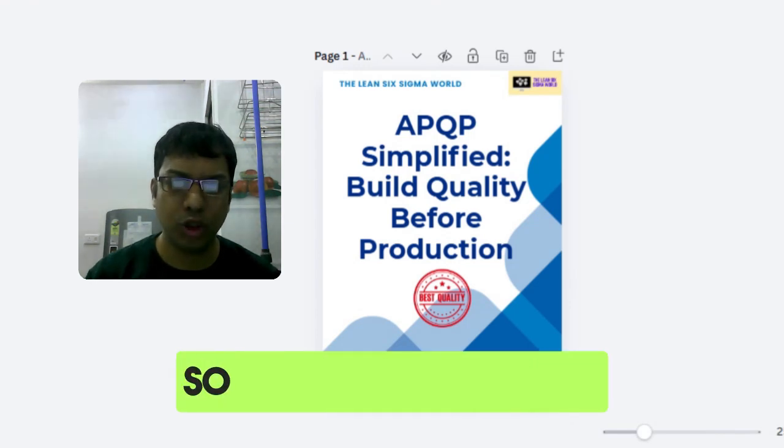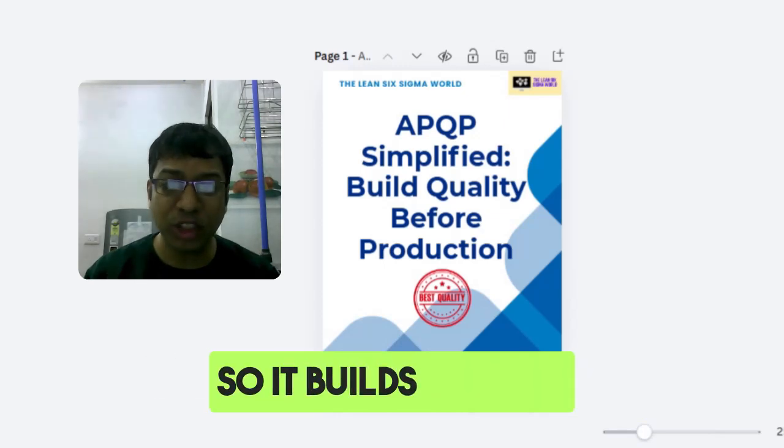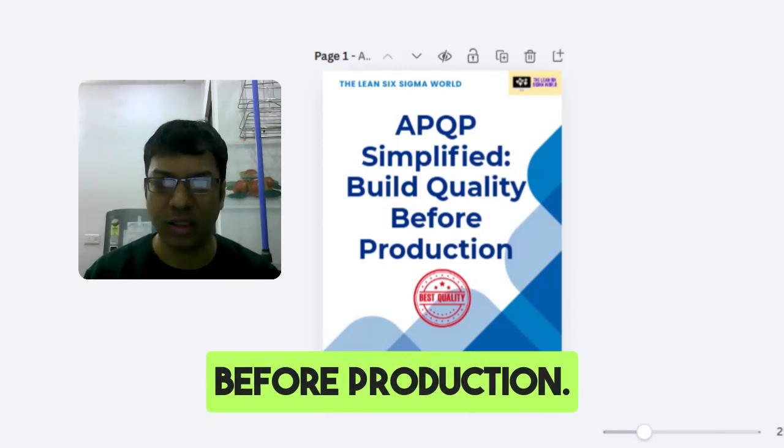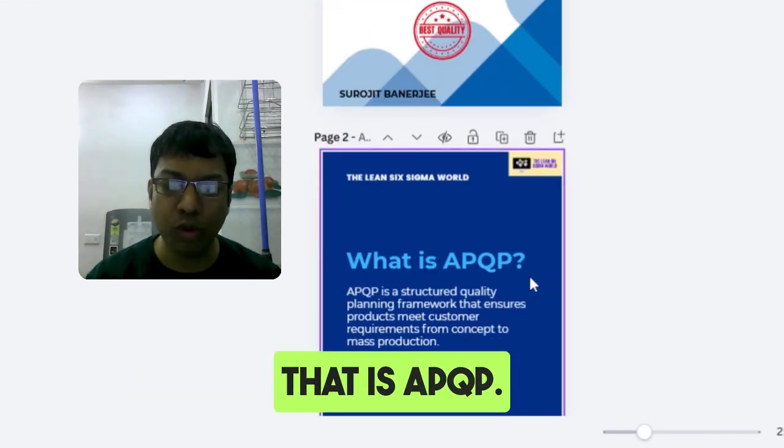Hello everyone. So today we're going to explain what is advanced product quality planning. It builds quality before production. First of all, we need to know what is advanced product quality planning, that is APQP.